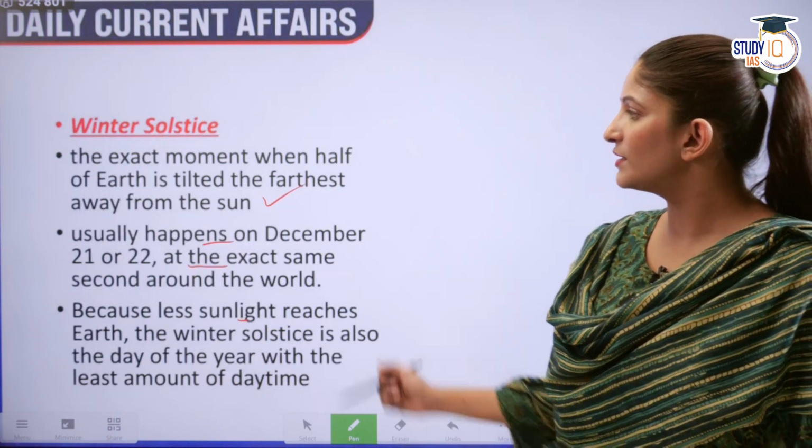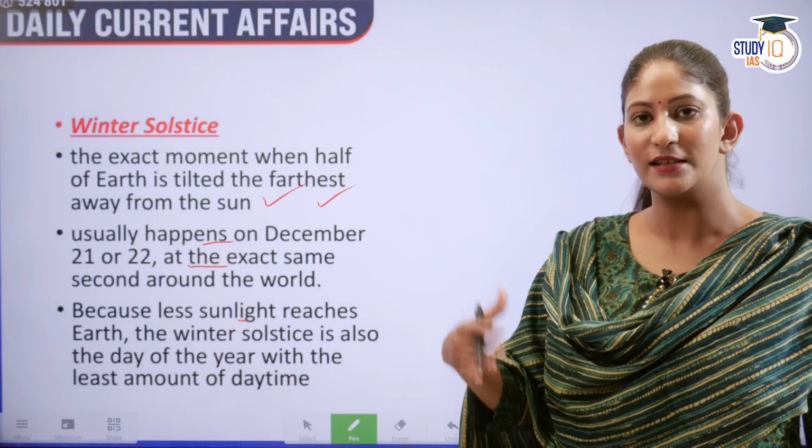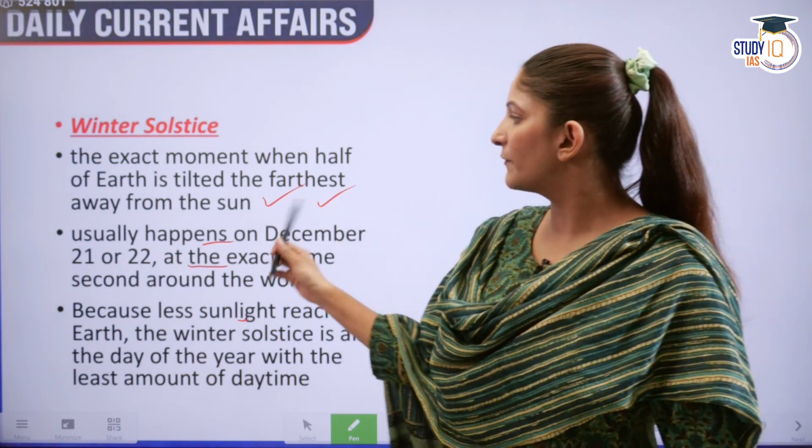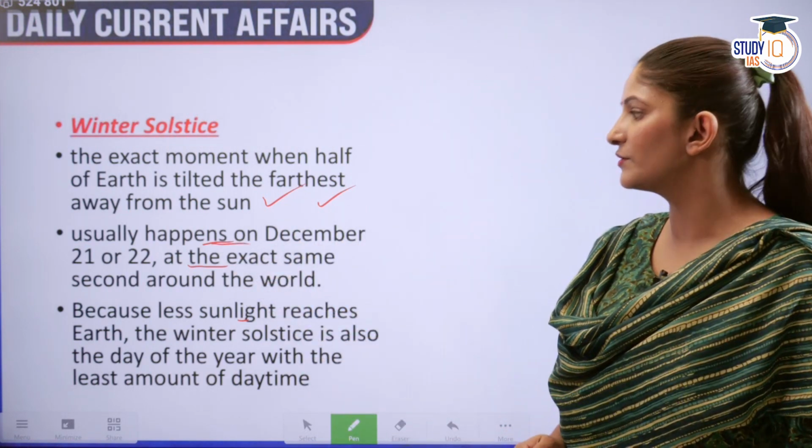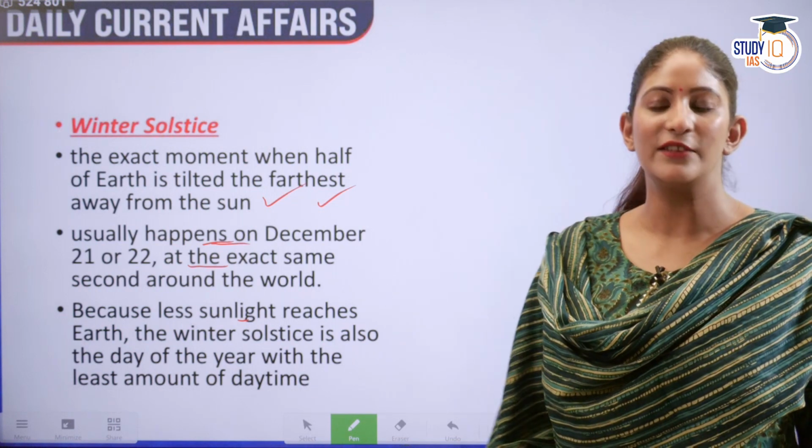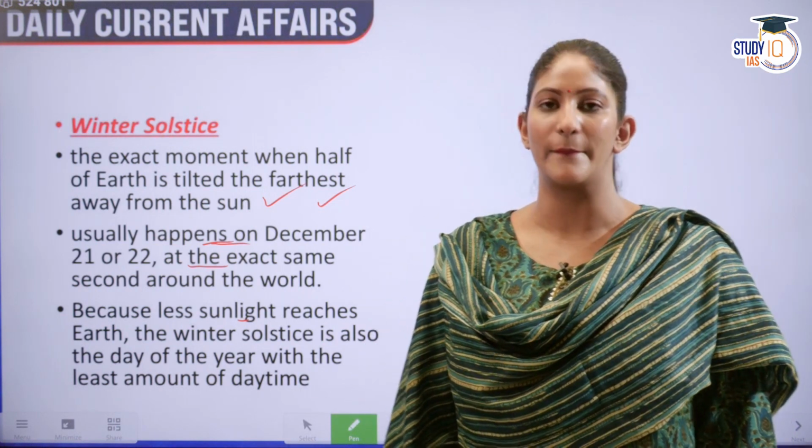All right. Winter solstice is when half of the earth is tilted away from the sun. And of course, it happens on December 21st or 22nd. Because less sunlight reaches at this moment, what happens? We have longer nights as compared to the days.